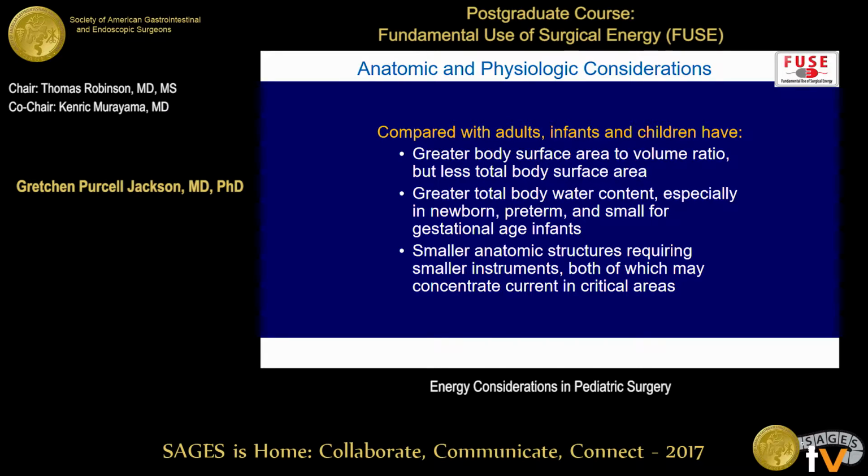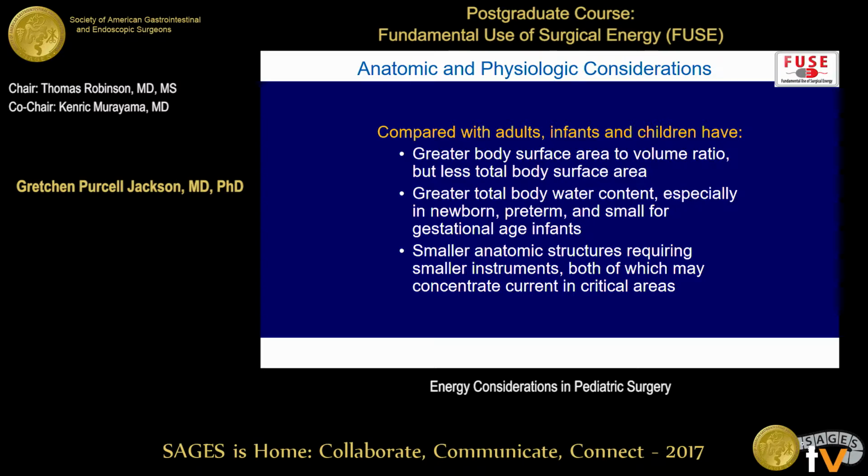Number one, compared with adults, infants and children have a much greater body surface area to volume ratio, but in fact have less total body surface area. Less surface area means less real estate for all of your monitoring devices, your electrodes, your dispersive electrode especially, and the place you need to operate. In addition, it means that you have tissues that are high resistance in close proximity to tissues with low resistance, so the path for your current flow may be much less predictable than it is in adults.